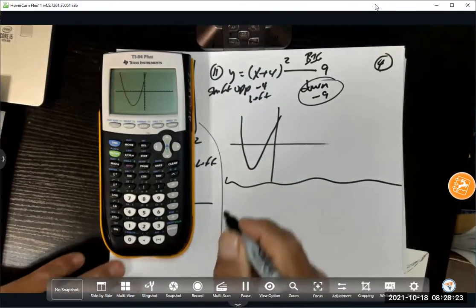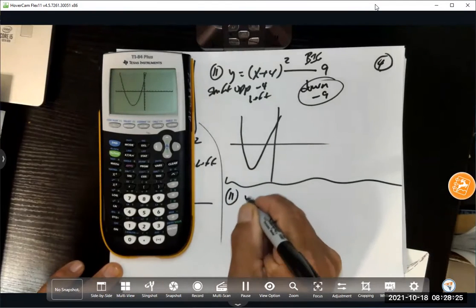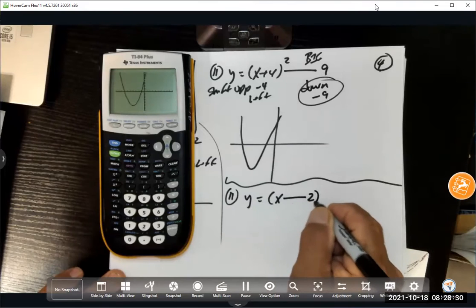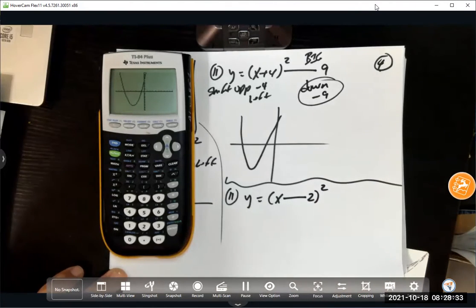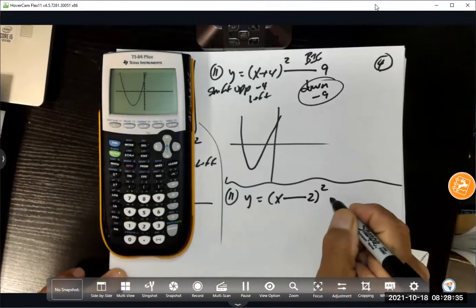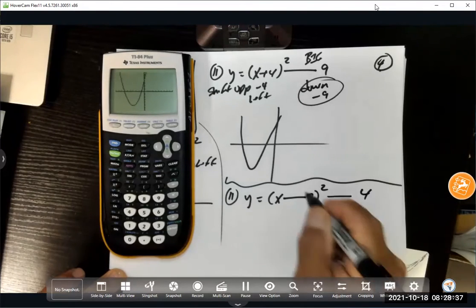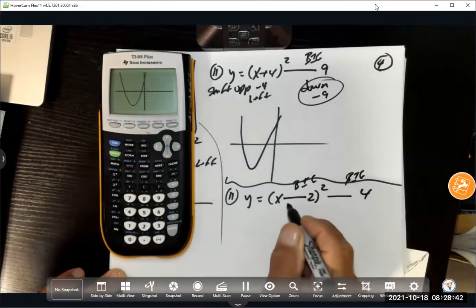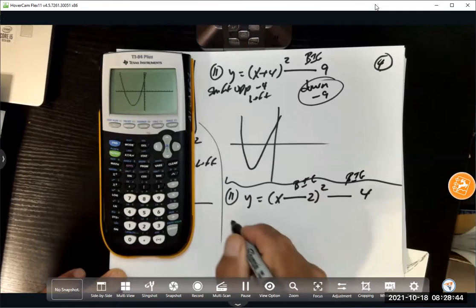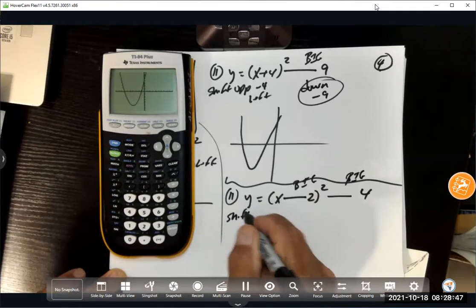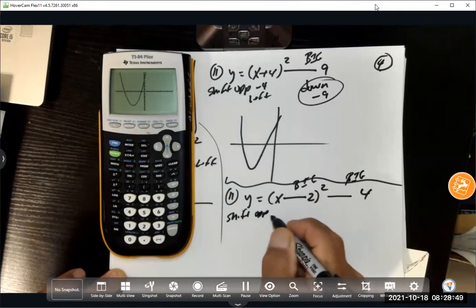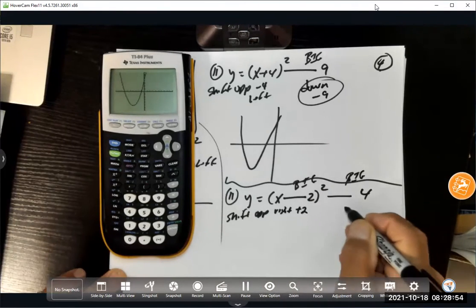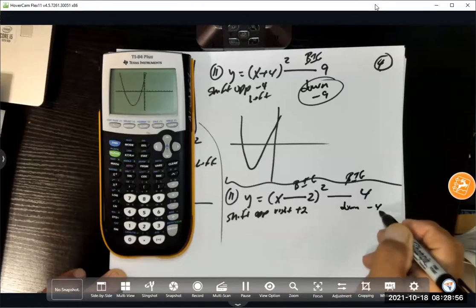All right. What if we have this one? Y equals x minus 2 squared, and I'm gonna put minus 4 or something like that. Big minus sign. Before I do anything, I know this is just gonna shift opposite of that, so this is gonna go right 2. And then it's gonna go down 4.